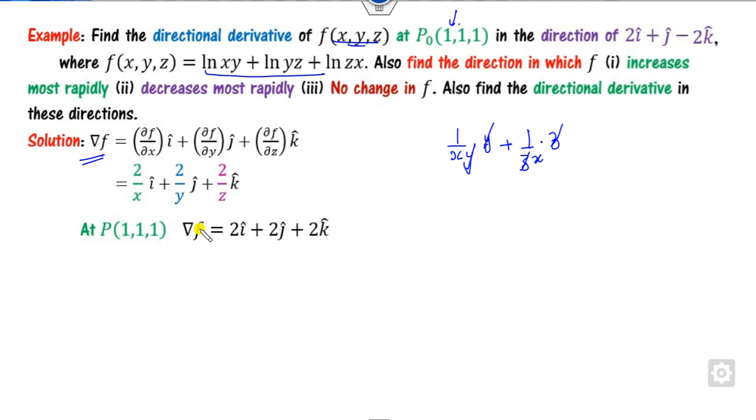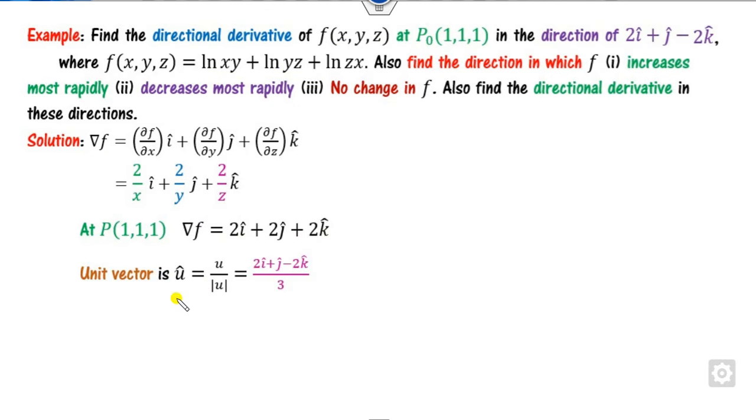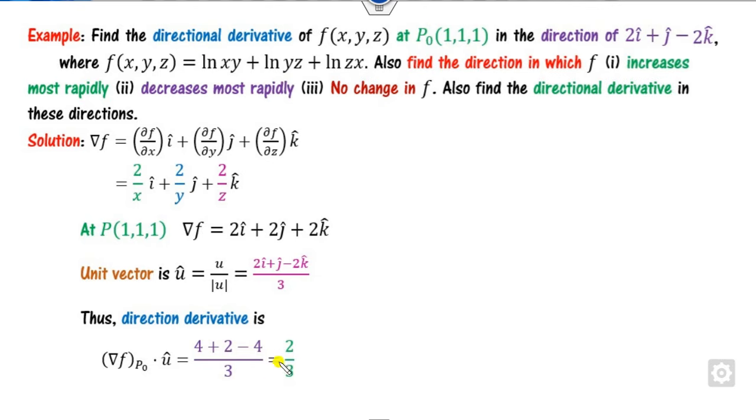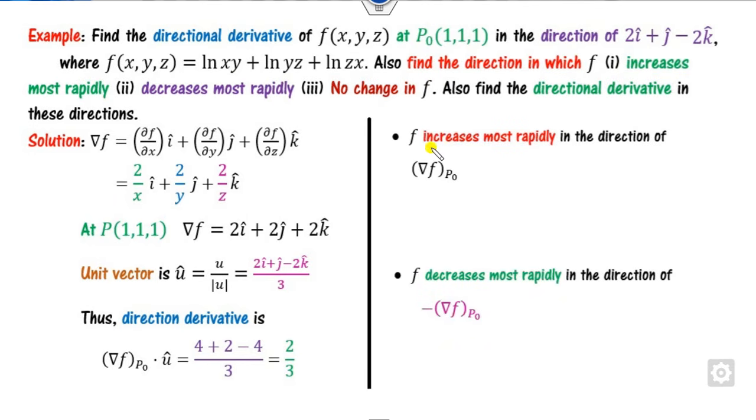At this point P0, the gradient is here. Now this is in the direction of this, so you can find the value of u. Now you can find the directional derivative here. Now the second part is how you can find the increase or decrease. As I discussed in the previous example, f increases most rapidly in the direction of the plus gradient, and f decreases most rapidly in the direction of minus the gradient.